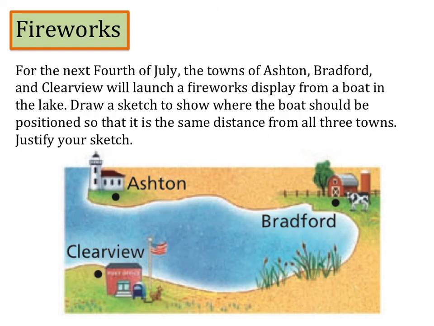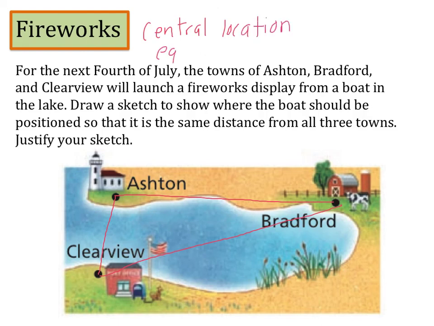Okay, so we have 3 points, so we can easily draw a triangle. From here to here, from here to here, and then we can connect Clearview and Bradford. So we're looking for some central location. If they're looking for some central location, they want to find a point that's equidistant from the towns.